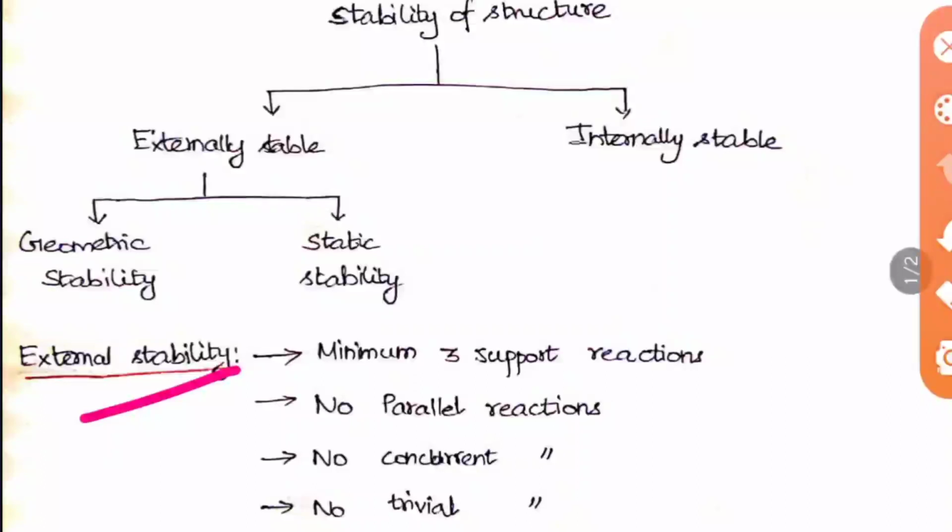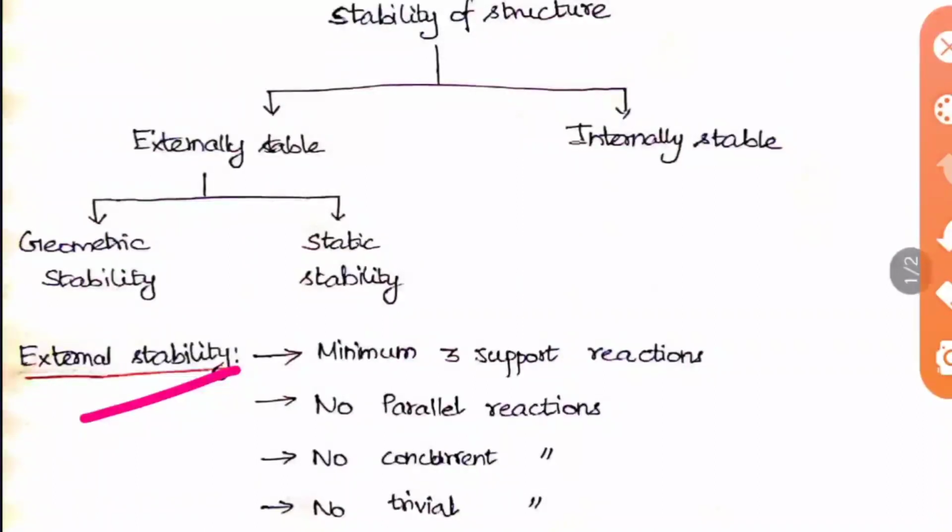So we know that the 3 support reactions are at the supports. Parallel reactions means the reactions are parallel to each other. Concurrent means they all meet at a point, so they are focusing on the same point and converging there. That we call concurrent reactions. And trivial means things like springs that will be inside a frame, no? That we call trivial reactions.